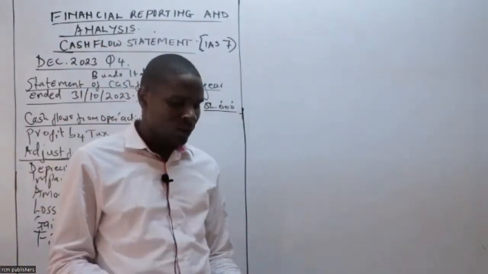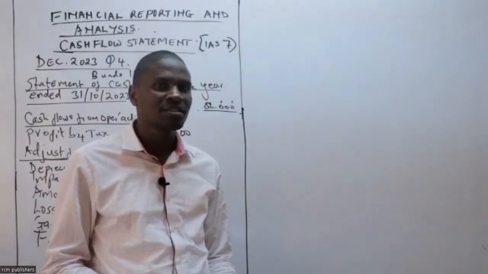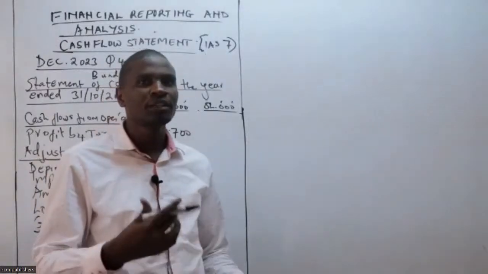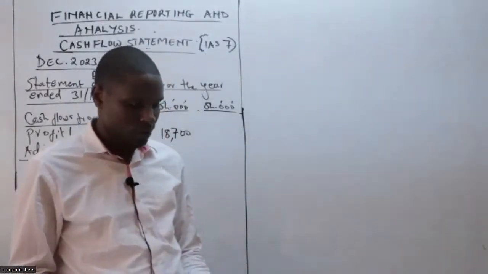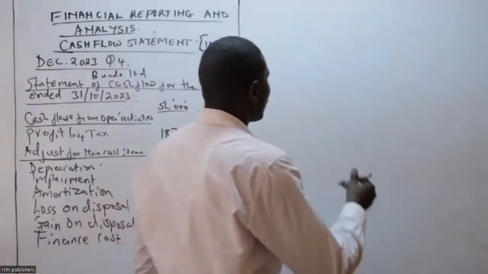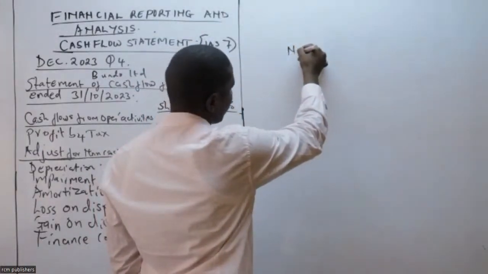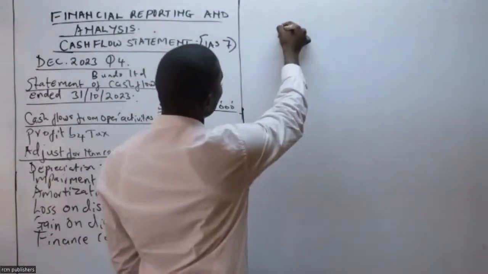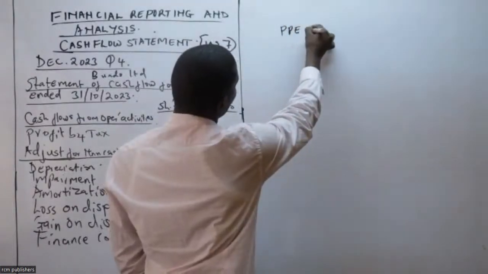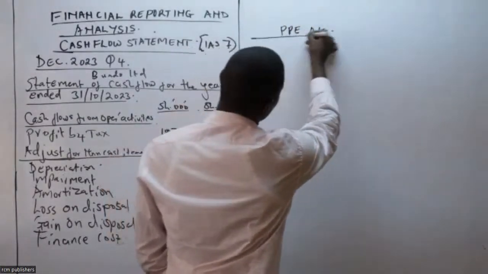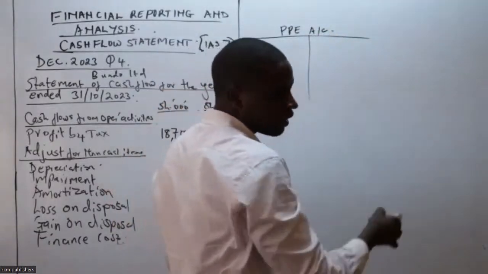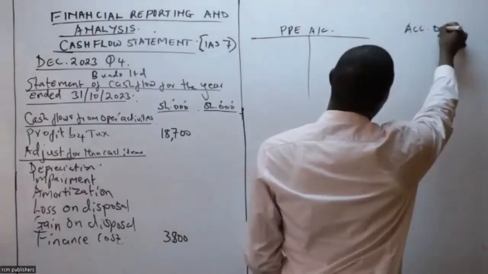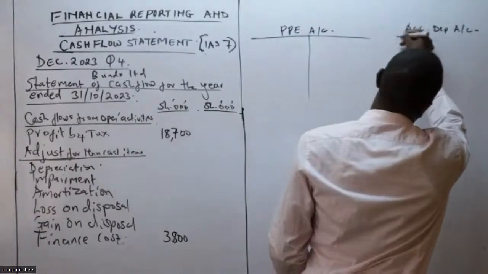In the case that we want to determine the depreciation, we need to know which method to use. We can use the cost method, or we can use the carrying amount or net book value method. And this is our PPE account, and then on the other hand, I have the accumulated depreciation account. So this is very important for me.